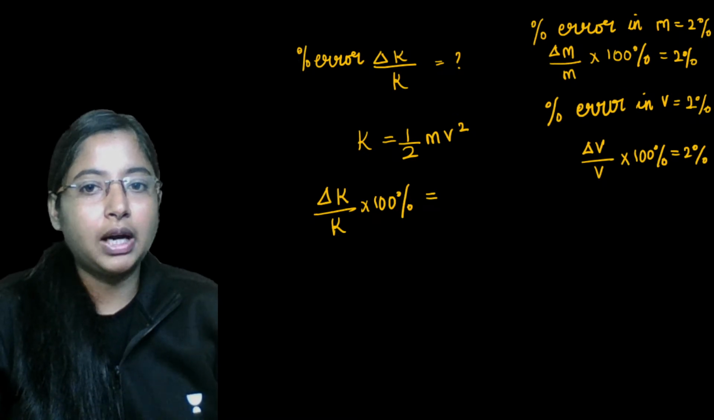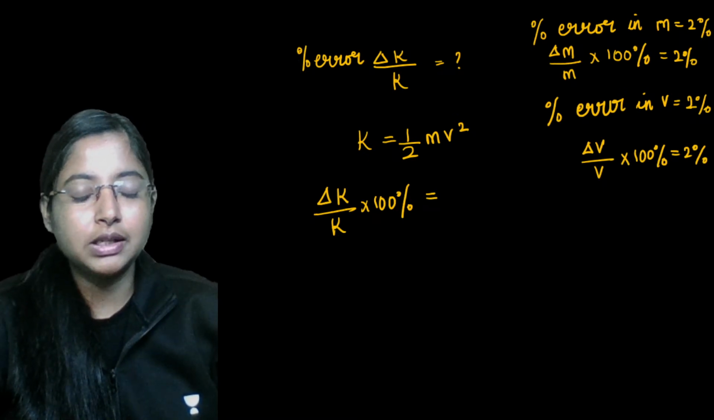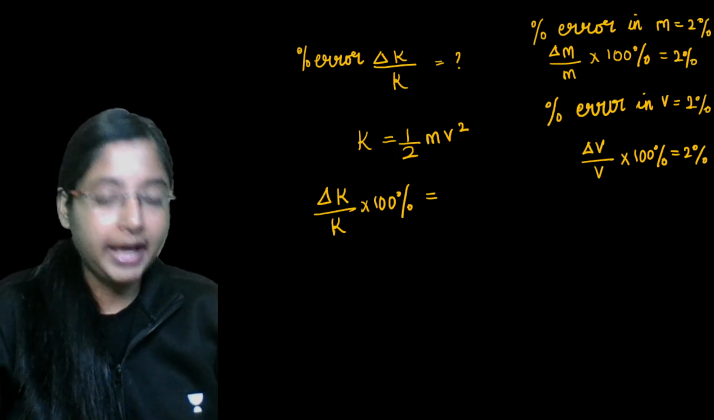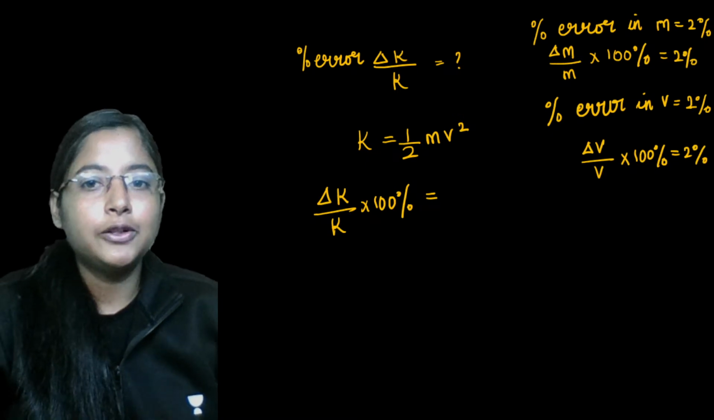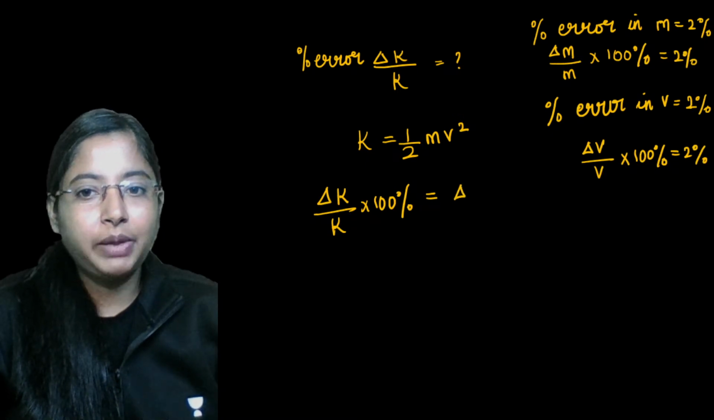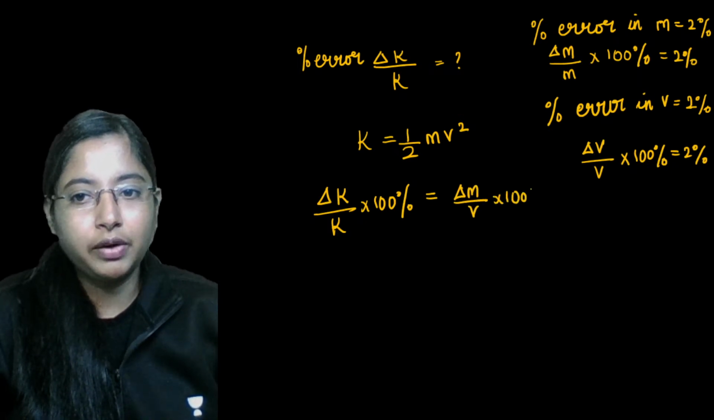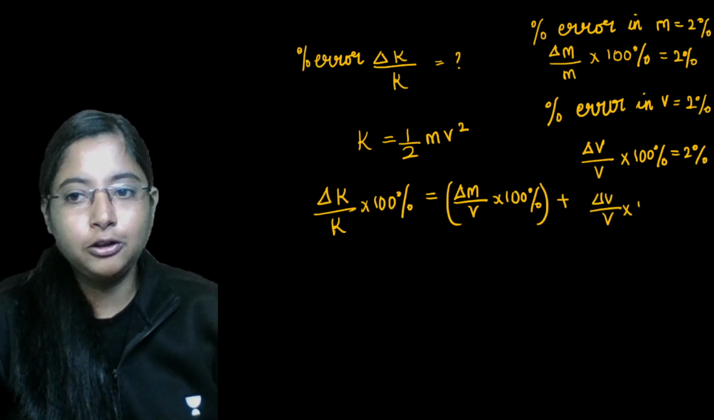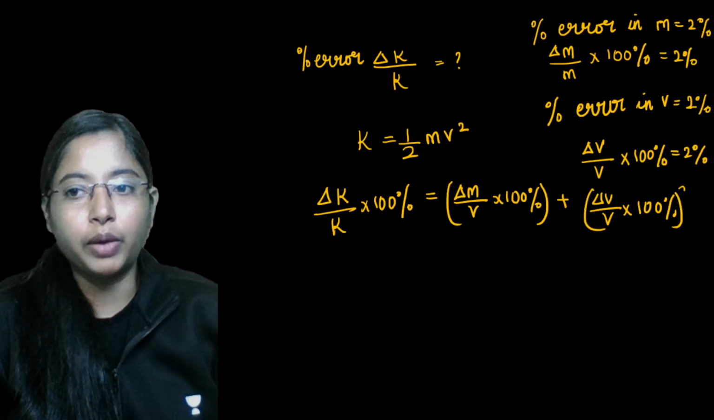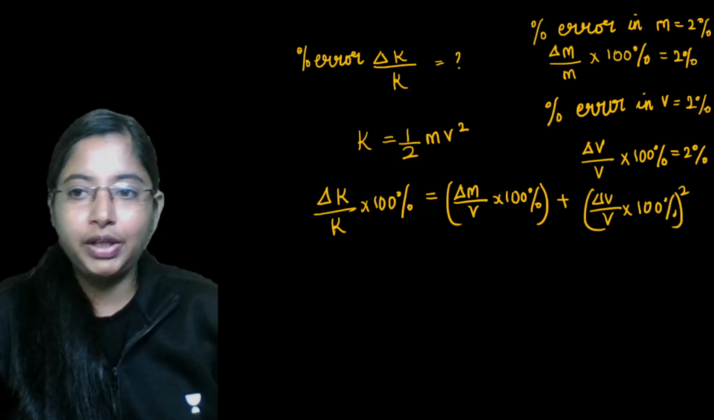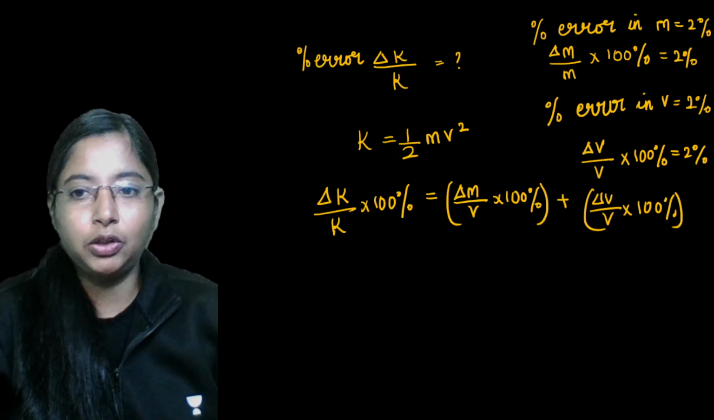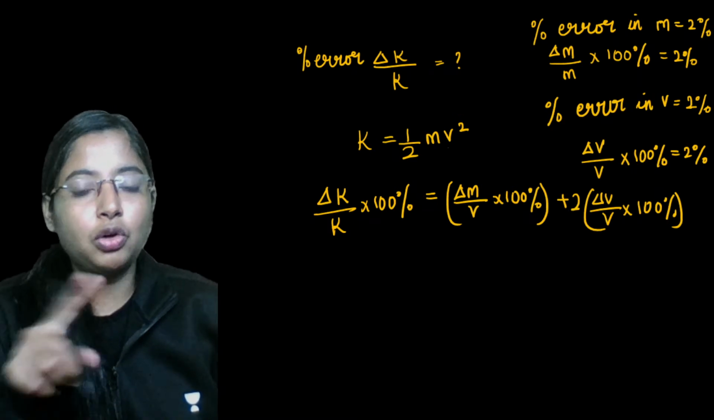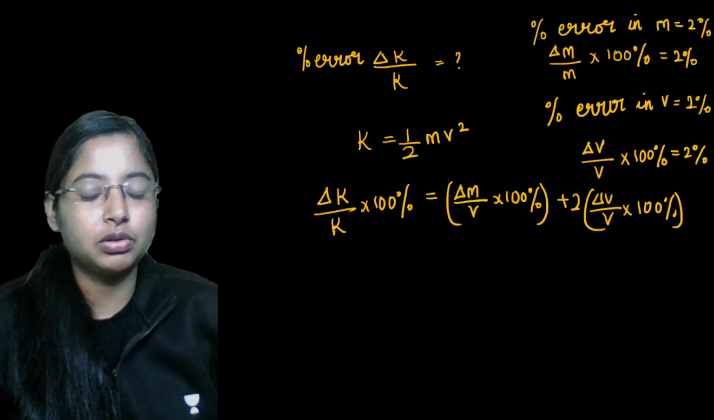This will be equal to what? Half is a constant, so that doesn't apply, because there is no error in a constant quantity. The next variable we have is mass: delta m by m into 100%, plus the next quantity, velocity, delta v by v into 100%, the whole square. When we have this power term, we bring the power to the base, so this will be 2 times this value. Makes sense, right? Because v square means v times v, so the error in those two terms also we need to add.